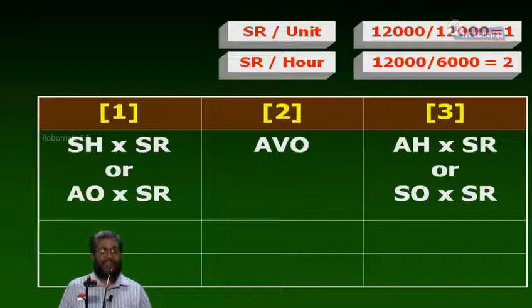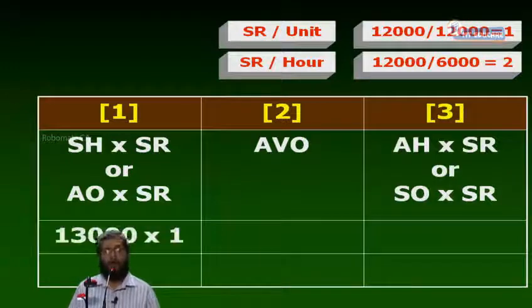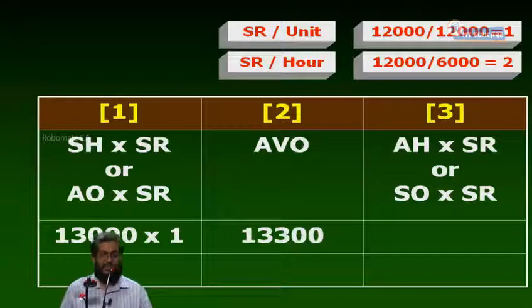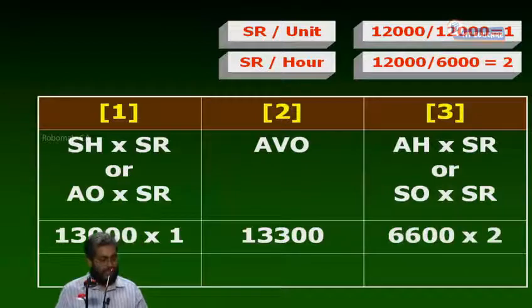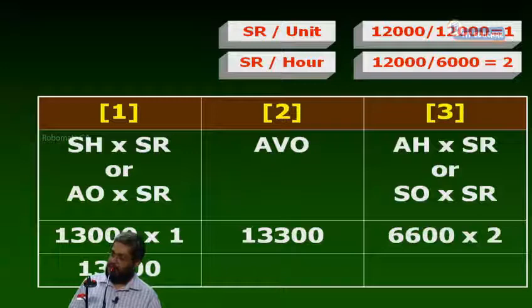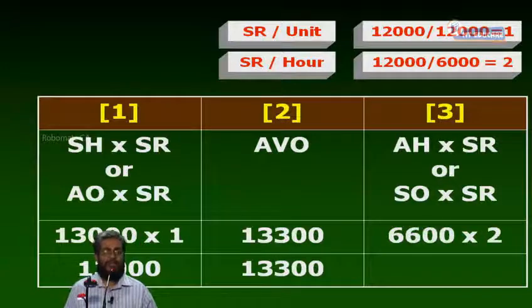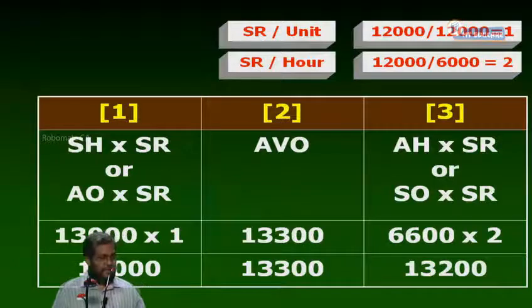Tell me what is SH given, AO given. What is actual output here? 13,000 units into SR, which is 1. What is the actual variable overheads incurred? 13,300. AH given or SO given? AH. What are the actual hours worked? 6,600 into SR is 2. First column is 13,000. Second column 13,300. Third column 13,200.